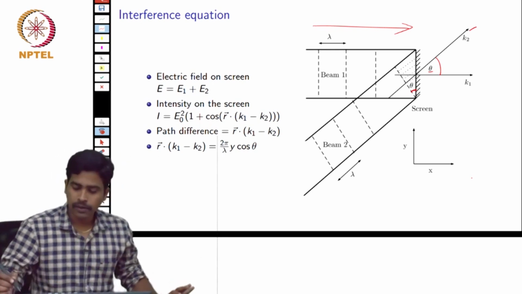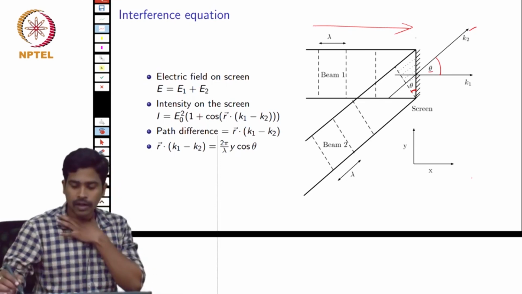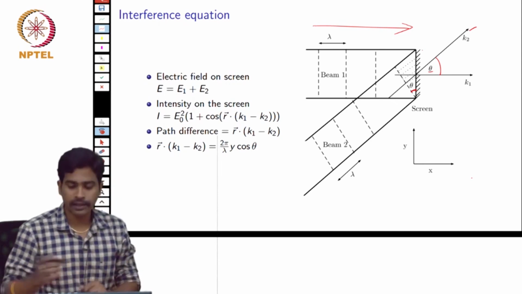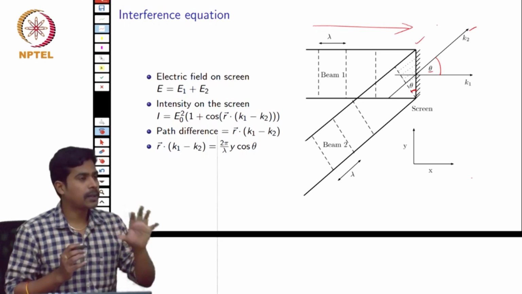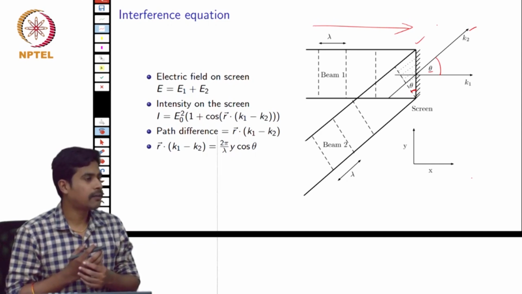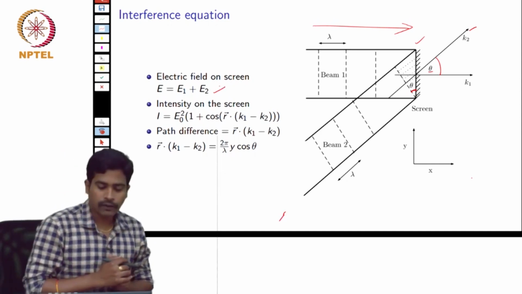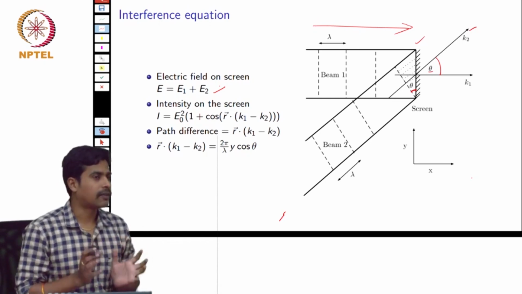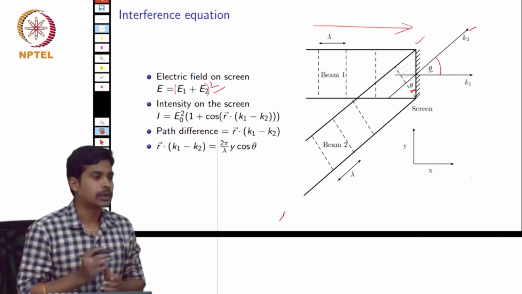We said E1 and E2 are the electric fields. On the screen, our aim is to find the interference pattern. When the two beams fall on the screen, the resultant electric field is going to be the sum of both electric fields E1 and E2. The intensity is nothing but the square of the sum of the electric fields, so on the screen we just have to find the value of (E1 plus E2) whole square.